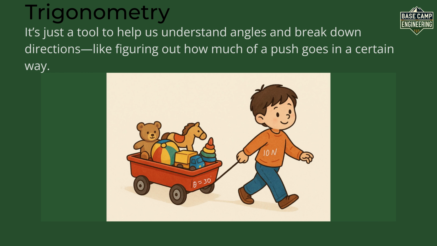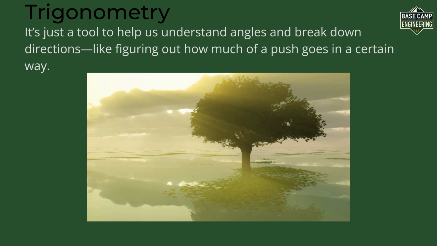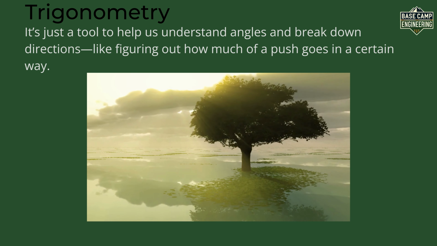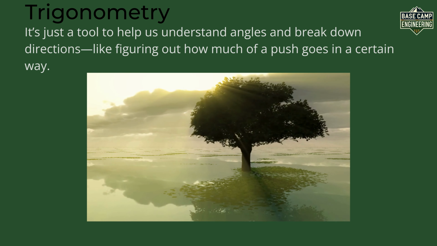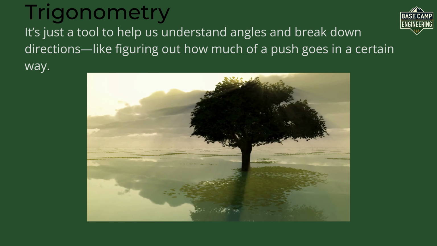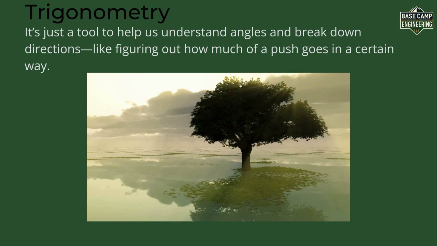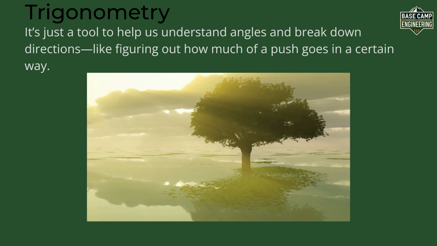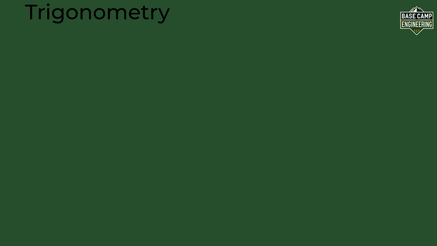Or picture trying to find the height of a tall tree by measuring its shadow. That's trigonometry at work too. It's super helpful for engineers when they need to analyze forces and motion in different directions. Here is how trigonometry works. It uses angles to tell us how much of a vector, like a force or a distance, goes in one direction versus another. We use three main ideas: sine, cosine, and tangent. But don't worry, we will keep it simple. Let's focus on sine and cosine for now.